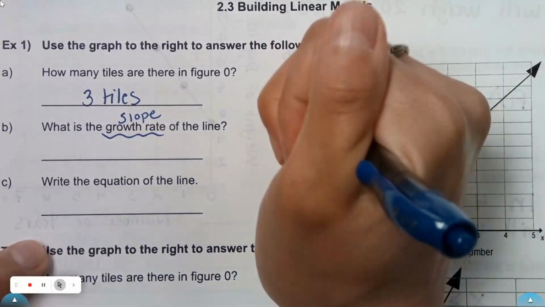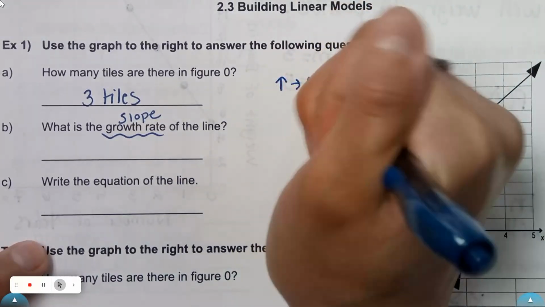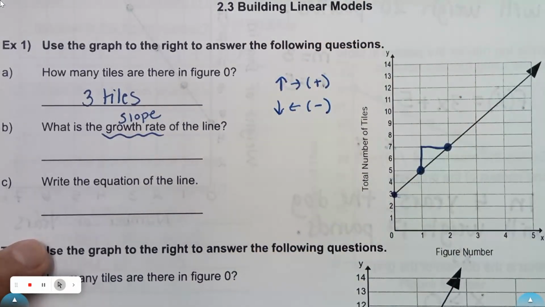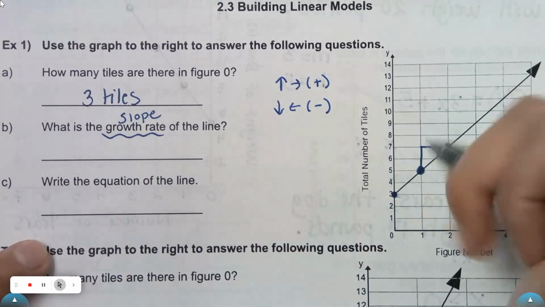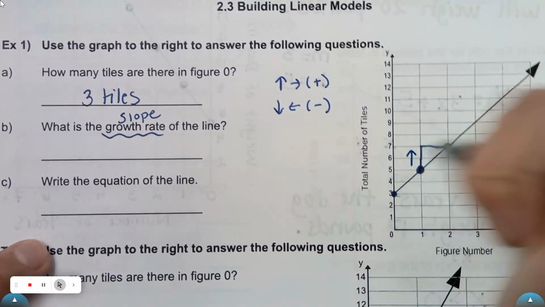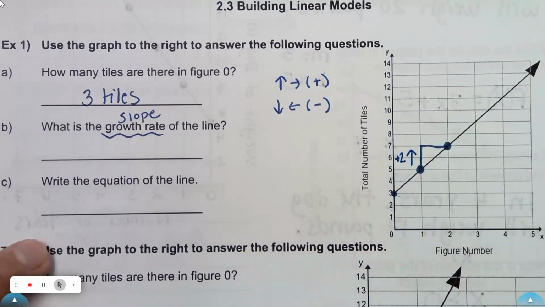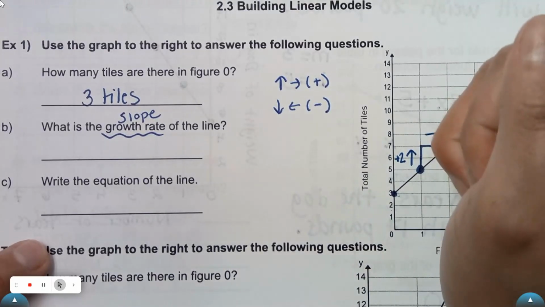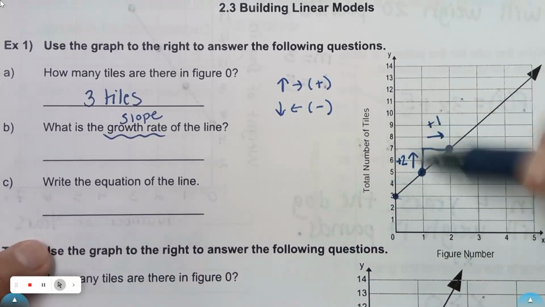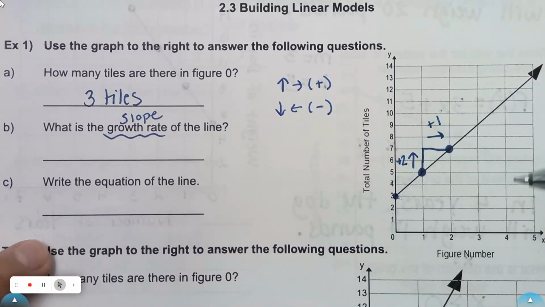Okay, remember, if you go up or to the right, it's positive. If you go down or to the left, it's negative. And it's always your y over your x. So it's always the up, down number over the left, right number. So then here, it looks like I'm going up 1, 2. So I'm going up 2, and I'm going to the right 1. Always look at the numbers on the side because that can change what these numbers are.